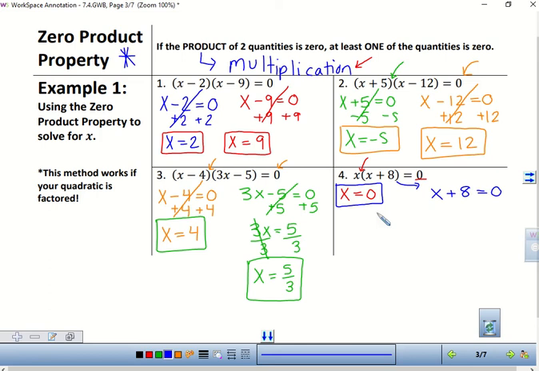Are you guys, you got this? So, we set this equal to 0, and then we set this one equal to 0 also, and then we can solve it, right? So I subtract 8 on both sides, and that gives me x equals negative 8. So I have two solutions here, x equals 0 and x equals negative 8.